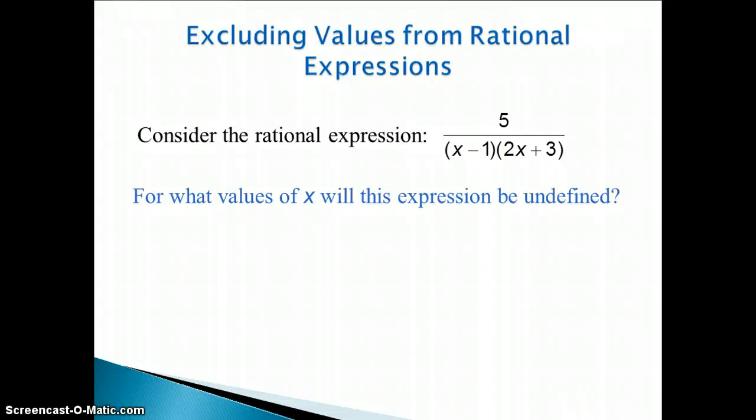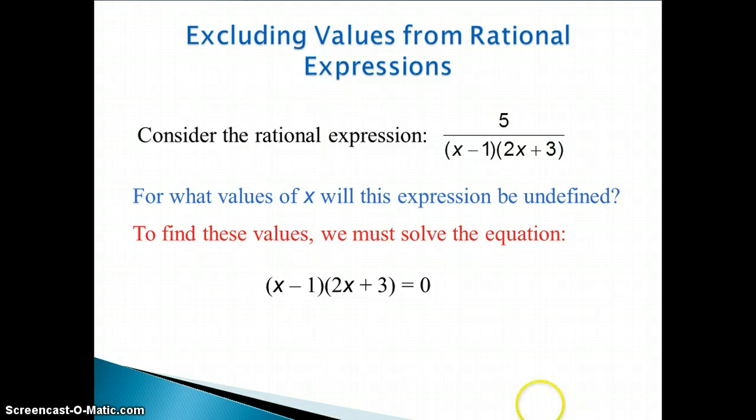Consider the rational expression 5 divided by the product of x minus 1 and 2x plus 3. For what values of x will this expression be undefined? Well, the values of x that will make a rational expression undefined are the values of x that make the denominator equal to 0. So to find these values, we must solve the equation that we get when we set the denominator equal to 0.